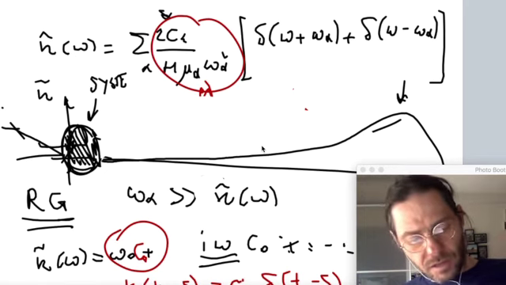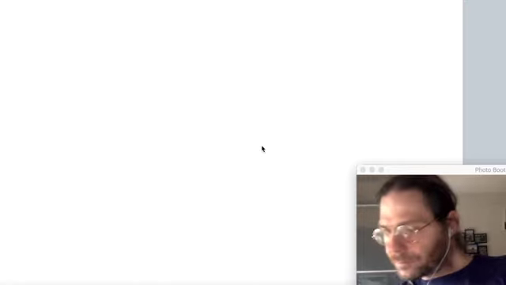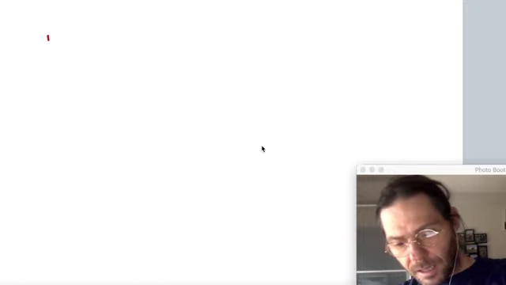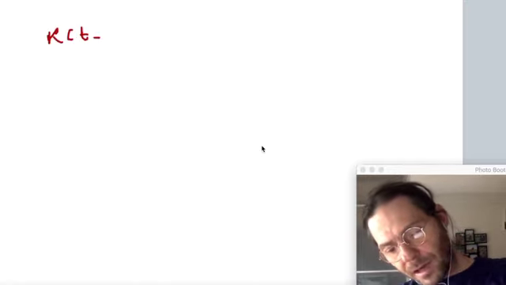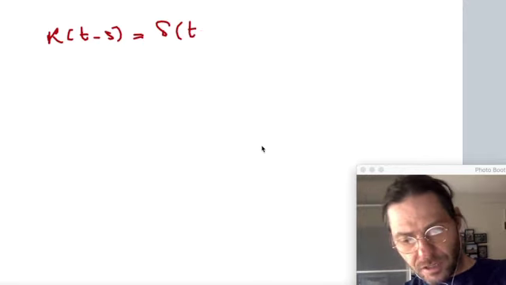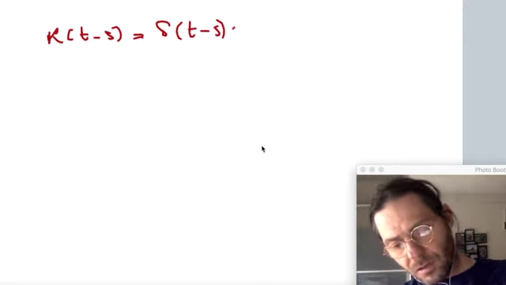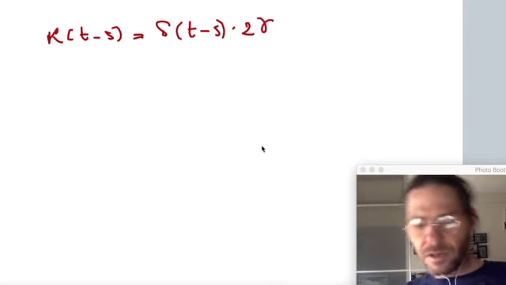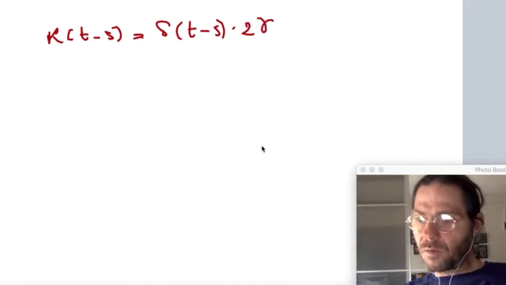So this together means the following, that the k of t minus s can be written as a delta function of t minus s times a constant, and for reasons that will become clear later, let me call this constant 2 gamma.